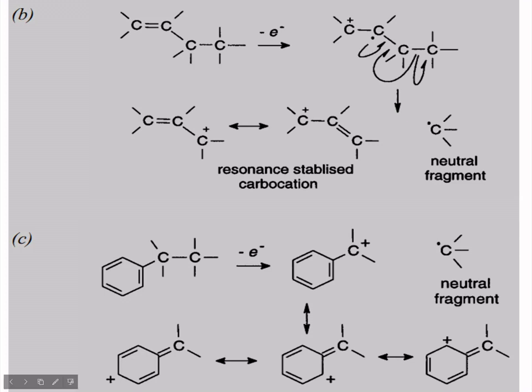In case of aromatic ring, cleavage also occurs beta to the heteroatom, beta to the aromatic ring, because of the formation of a benzylic cation, which is stabilized by resonance as we said before.